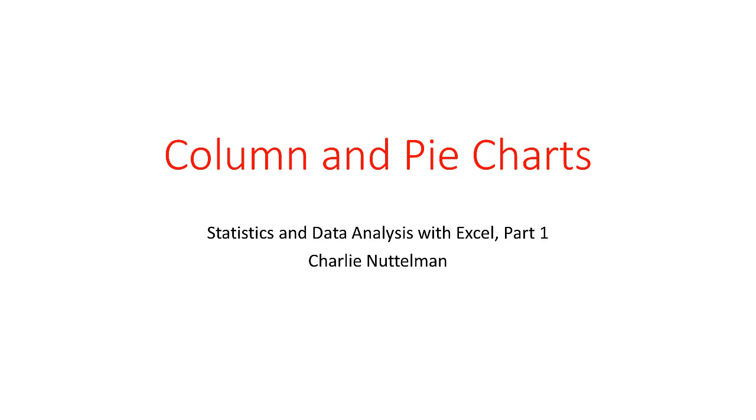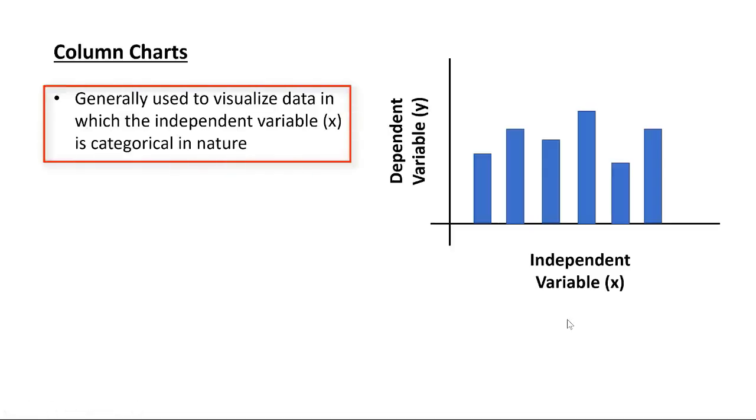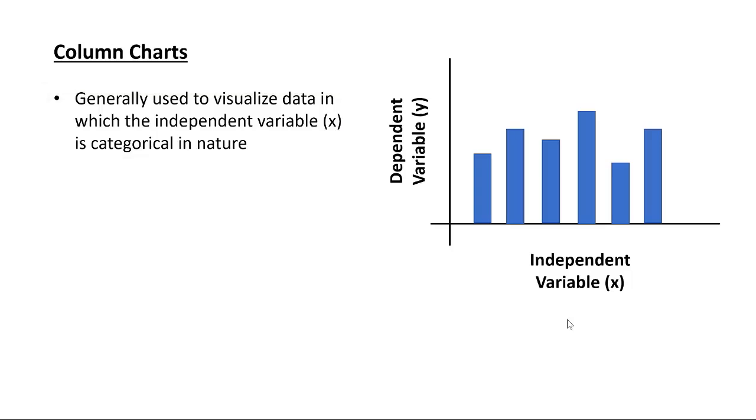In a previous screencast, I showed you how you can make scatter plots in Excel. Now I'm going to show you how to make column and pie charts. Column charts are generally used to visualize data in which the independent variable is categorical in nature. We still have the independent variable on the x-axis, going horizontally, and the dependent variable on the y-axis.